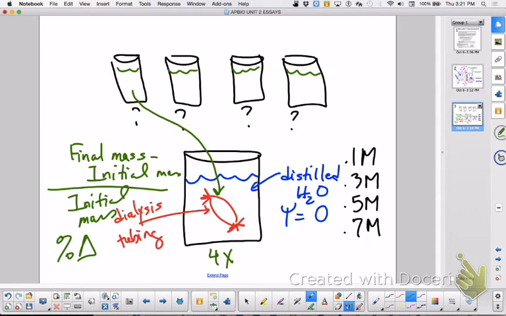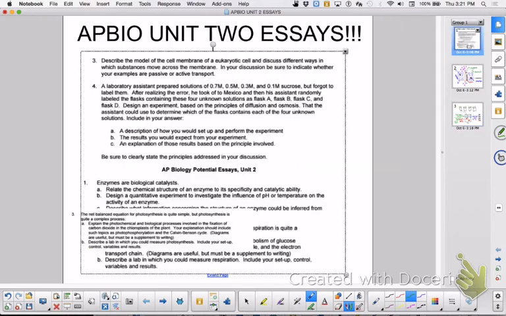Now, what could I use as a control in this? You should put another thing of distilled water in there as a basis of comparison. Okay, that takes care of essay number 2. So now let's look at essay number 3.